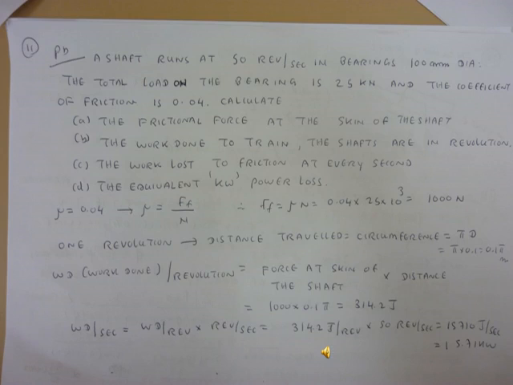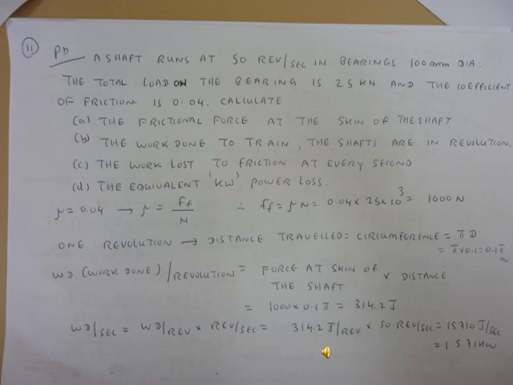So the shaft is running at 50 revolutions per second, the bearing diameter is 100 millimeter, and the load on the bearing is 25 kilonewton. The coefficient of friction is also given. The coefficient of friction is the frictional force divided by the normal force, so mu equals F over N. So F equals mu multiplied by N. In this case, mu is 0.04 and the normal force is 25 kilonewton. So 0.04 multiplied by 25 multiplied by 10 power 3 gives 1000 Newton. So the frictional force is 1000 Newton.